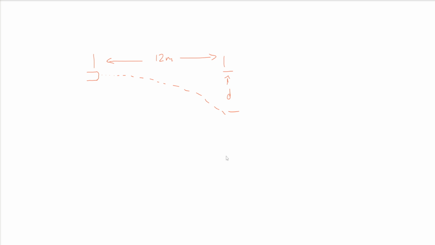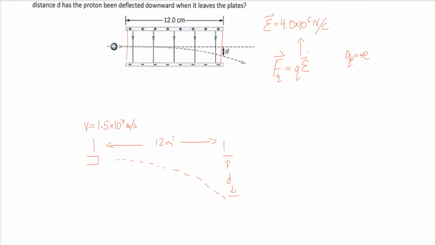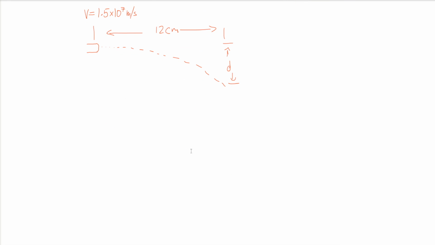What do I do? And I tell you that the velocity here was, don't look, 1.5 times 10 to the 7 meters per second. And this wasn't 12 meters, it was 12 centimeters, right? So let's just tweak that. Okay, so what would you do in this problem?